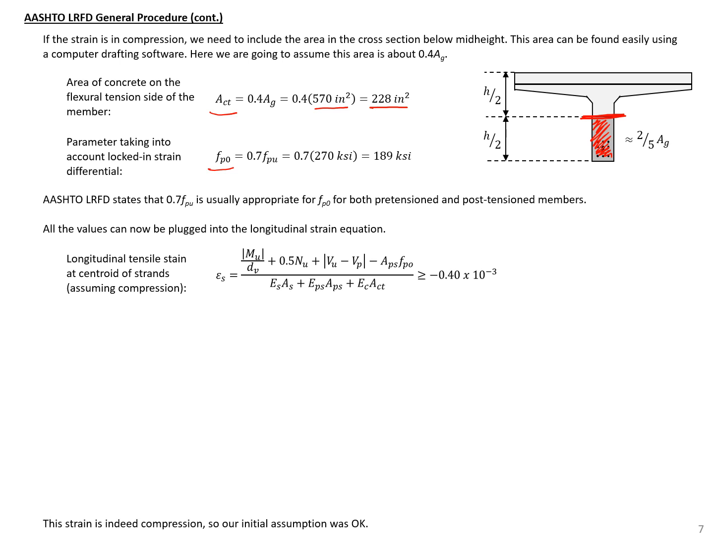The locked-in strain differential parameter, AASHTO tells us that 0.7 times F sub PU is usually appropriate for both pre-tension and post-tension members. So we're going to go ahead and use that value here since we don't have any other information. So we'll have an FP0 of 189 KSI. So at this point, we can plug all of our values in and calculate our strain.